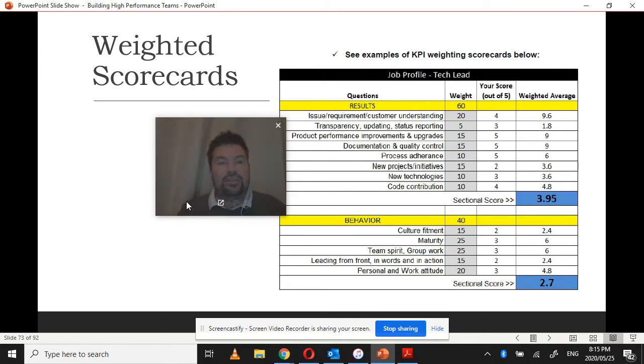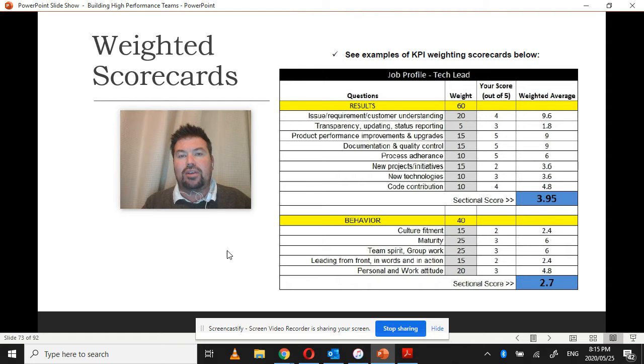All right, you'll see over here, here is an example of a KPI weighting. This person has got certain performance measures. This is the weighting to that, and this is their score. So you multiply the weighting by the score, and you get what is known as a weighted average. You add them all together, and you divide them, and you get an average of the average.